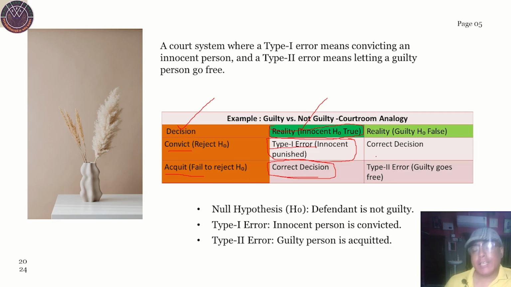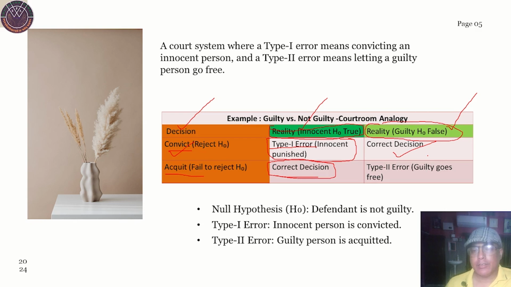Now the other case can also apply, that in reality the person is guilty. That means at the start you have framed that he is innocent or not guilty, but in reality he is guilty. He is a person who has committed the crime. Now if the court takes a decision that he is convict, then of course the court is taking a correct decision. So in reality he is guilty, and the court also takes the decision that he is convict, so it is a correct decision.